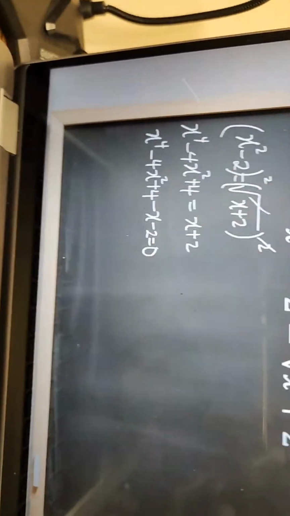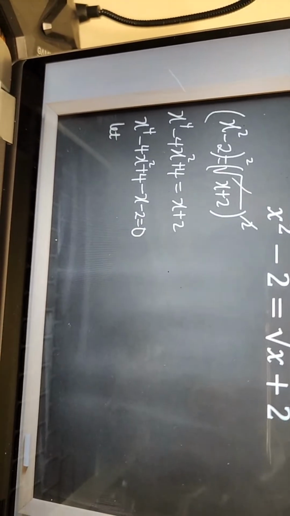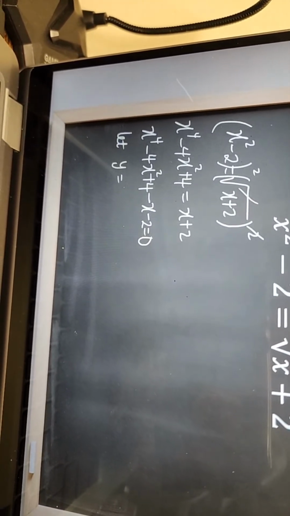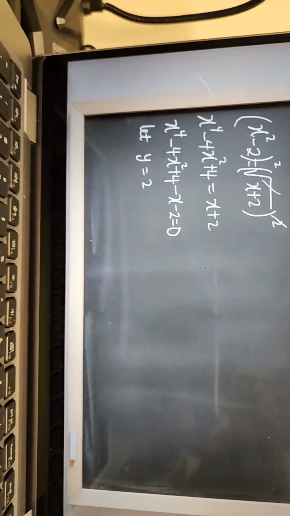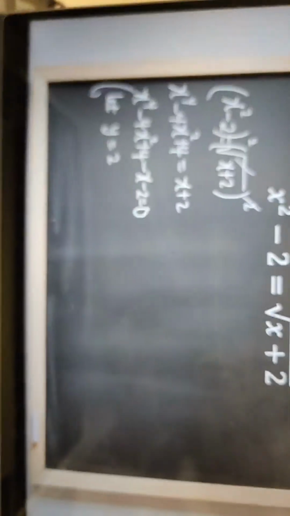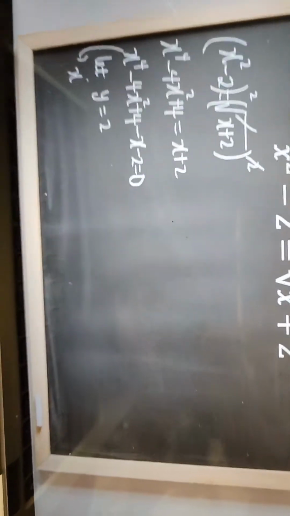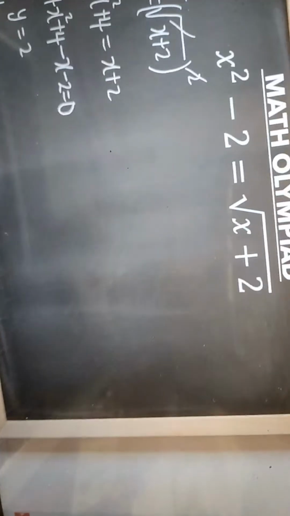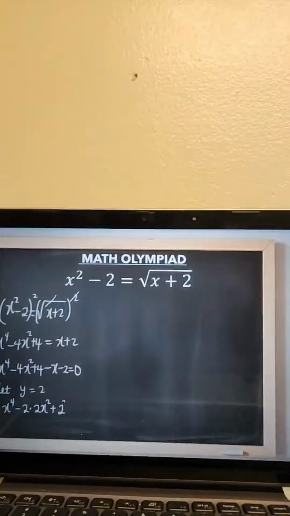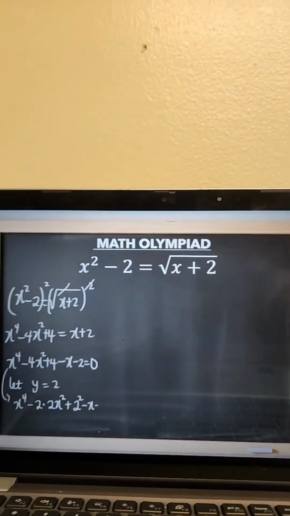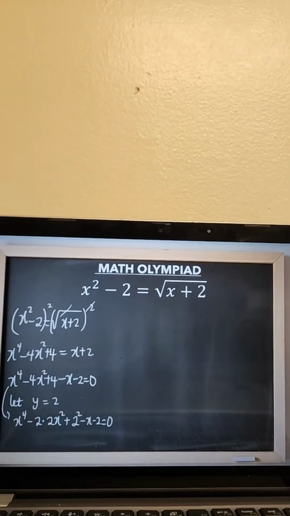Now I'm going to do something interesting here. Let y equals to 2. So before solving further, let me write this equation as it is here. The equation can be written as x to the power of 4 minus 2 times 2 x squared plus 4 can be written as 2 squared minus x minus 2 equals to 0.